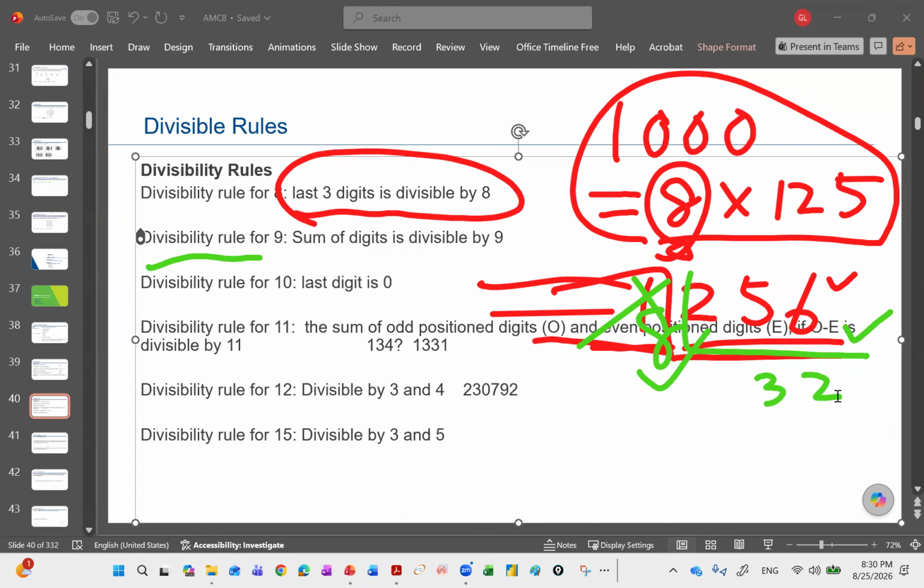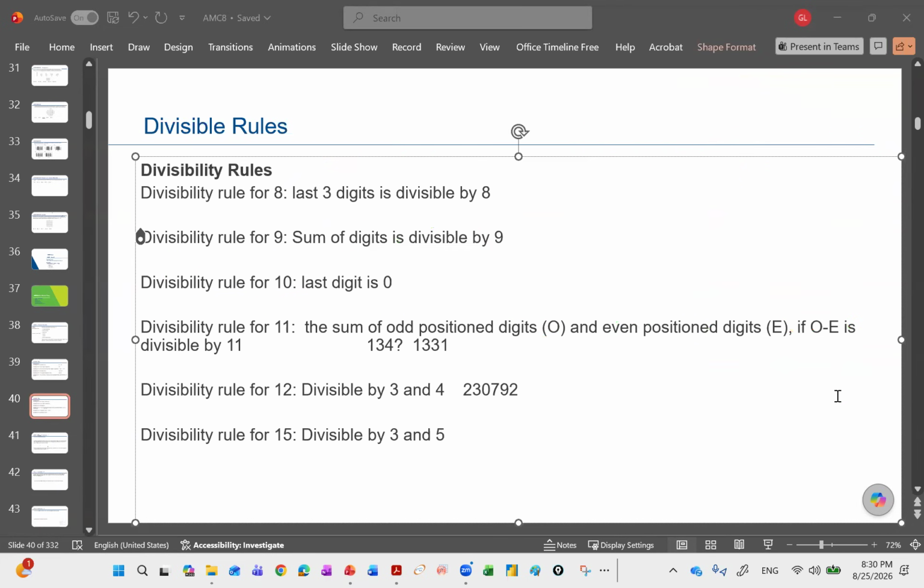What about divisible by 9? Sum of digits divisible by 9, same as the 3 rule, right? Divisible by 10, the last digit should be 0. This is very common, any number, very easy. So what about divisible by 11?